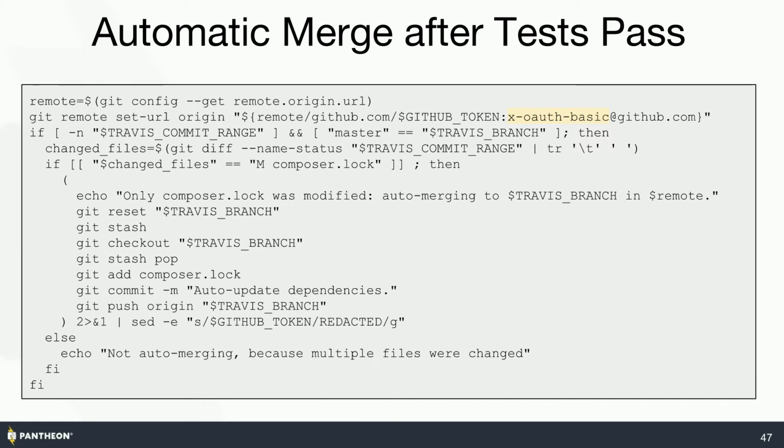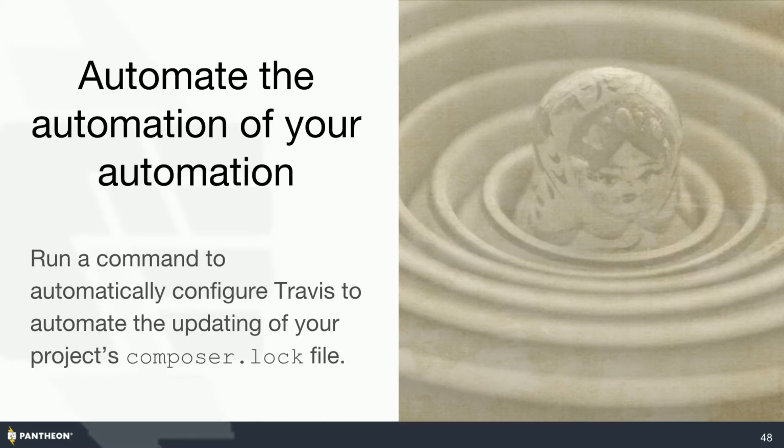And plus, none of this will run if it comes from a source that's not trusted, because your environment variables are not set by Travis if the source is external. So that all looks fun, but man, it seemed like it was kind of a lot of work to set up automating my automation. I don't want to do all of that work. So how about if we automate the automation of our automation?